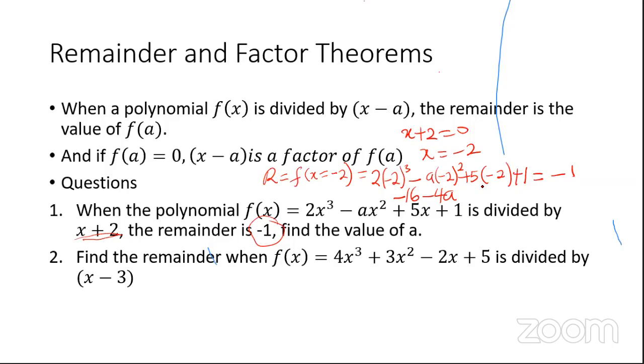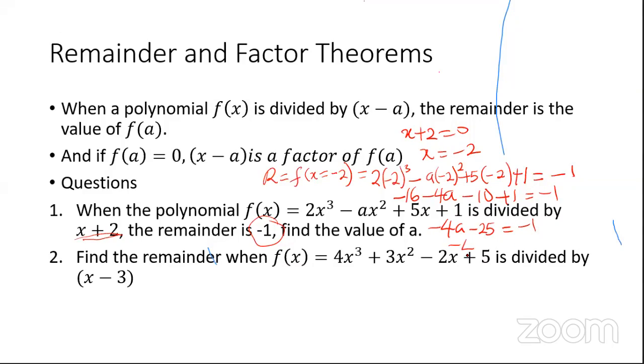Minus plus times minus, minus 5 times 2, 10, plus 1 is equal to minus 1. So collect like terms. We have minus 4a, minus 16 minus 10 will give us what? Minus 26. Minus 26 plus 1 will give us minus 25, is equal to minus 1.